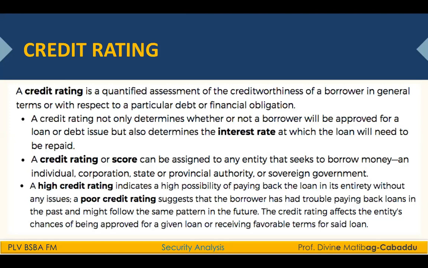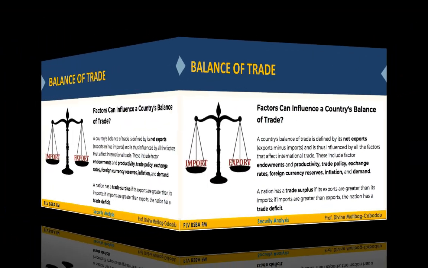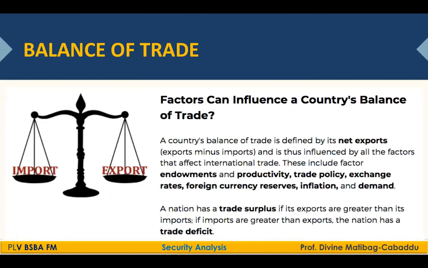And a poor credit rating suggests that the borrower has had trouble paying back loans in the past and might follow the same pattern in the future. So the credit rating affects the entity's chances of being approved for a given loan or receiving favorable terms for said loan. So the higher the credit rating is, the better, especially if these credit ratings come from Fitch, Moody's, and Standard & Poor's. Now, let's talk about balance of trade.